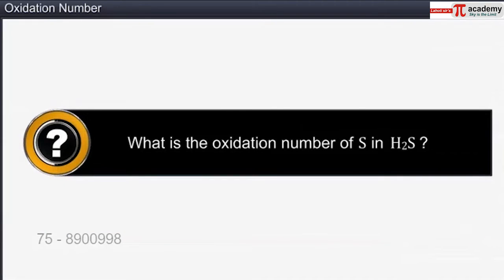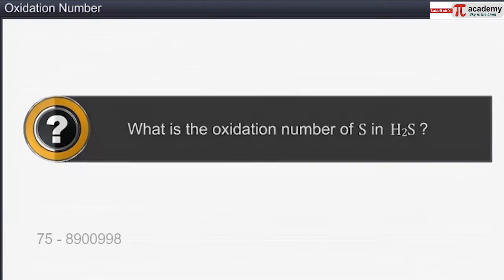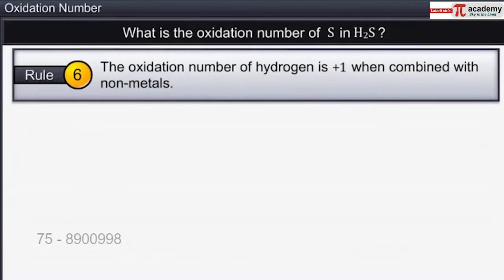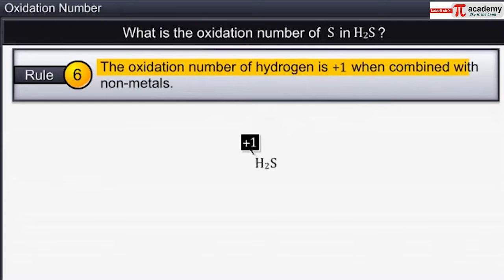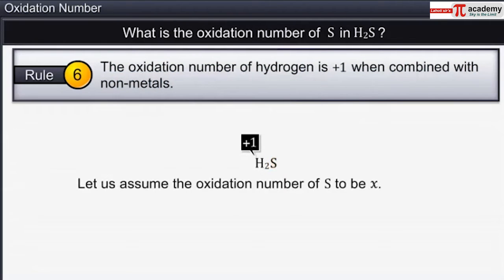Now, let's apply what we have learnt and determine the oxidation number of sulfur in hydrogen sulfide. According to Rule 6, the oxidation number of hydrogen is +1 when combined with nonmetals, in this case, sulfur. Let us assume the oxidation number of sulfur to be x. We will write the oxidation numbers of the atoms above the chemical symbols. If we calculate the sum of the oxidation numbers of the atoms, we get the result as shown here.